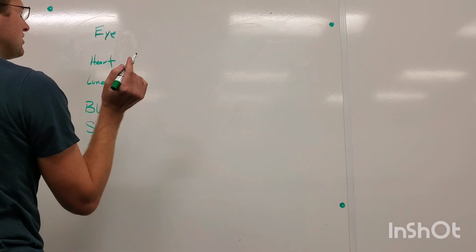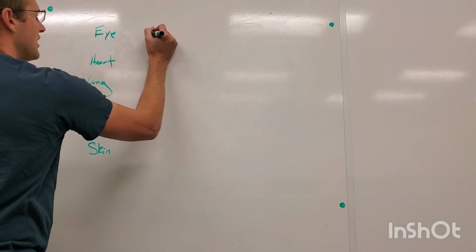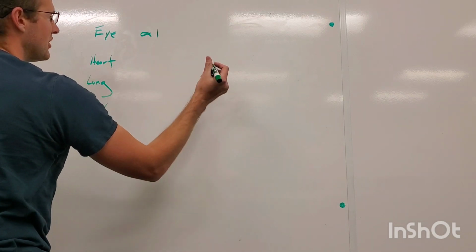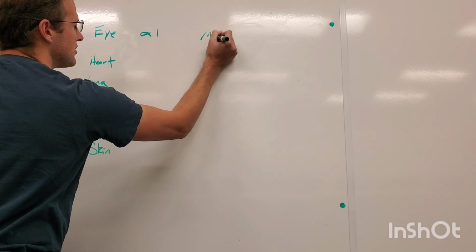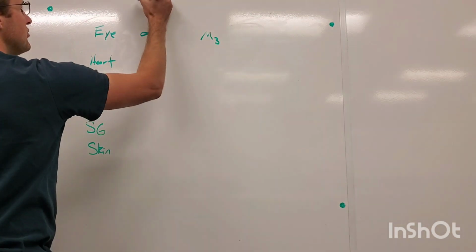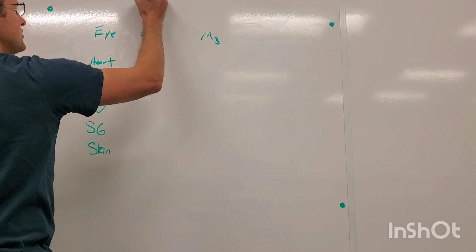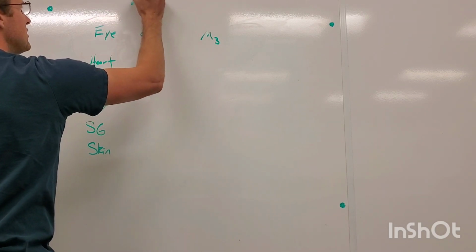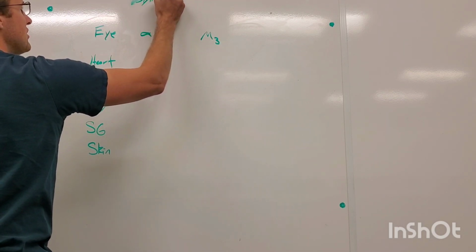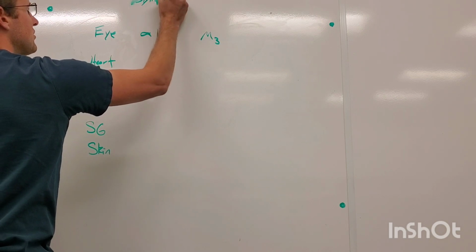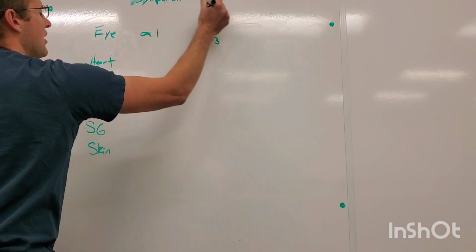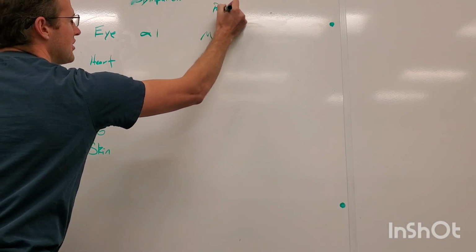So your eye. We know that the eye has an alpha 1 receptor on it. It also has a muscarinic 3 receptor on it. The alpha 1, if we remember, those are going to be our adrenergic receptors. Adrenergic receptors are going to be in the sympathetic division. And then over here we'll have our parasympathetic.